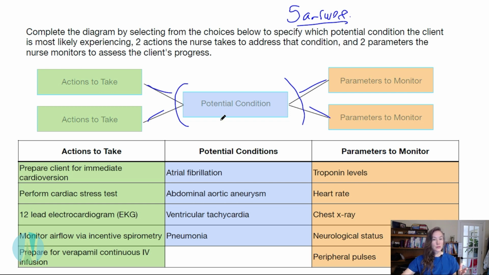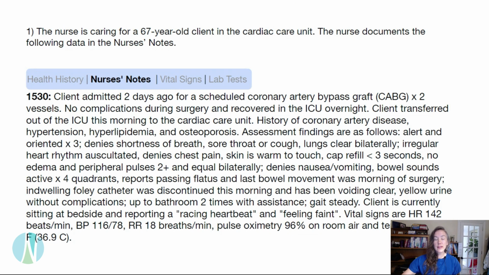When I do these bow tie questions, I actually always start in the middle and try to figure out what is the potential condition or the medical problem that they're having. And what they do is they're going to give you a scenario. So either health history, nurse's notes, or vital signs, and maybe some labs. And as you're reading that assessment data, I want you to try to figure out what is the medical problem here. Because every one of these questions is some kind of problem that they want you to figure out, and then what are you going to do about it.